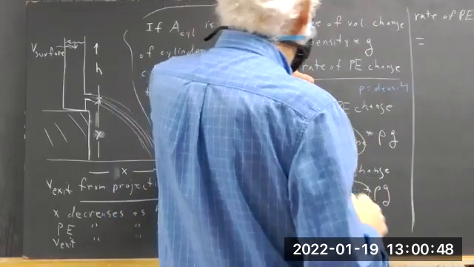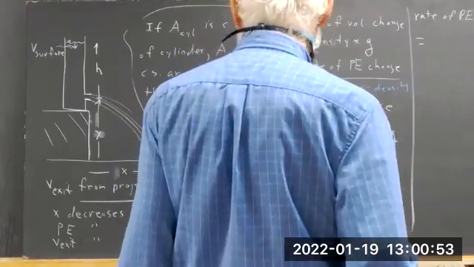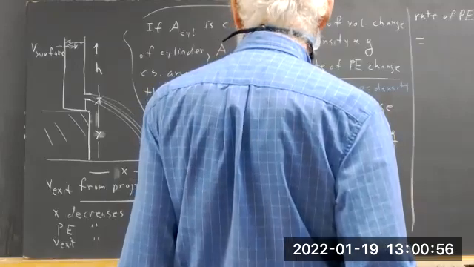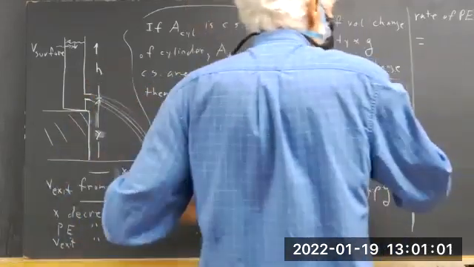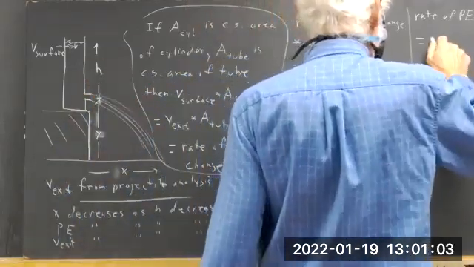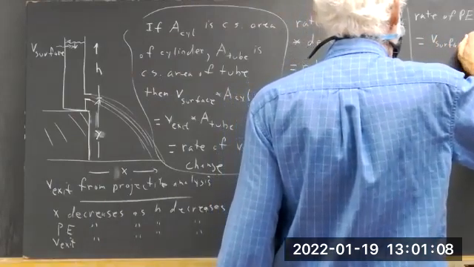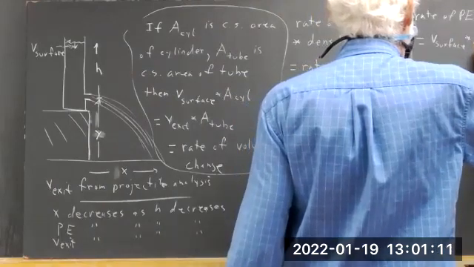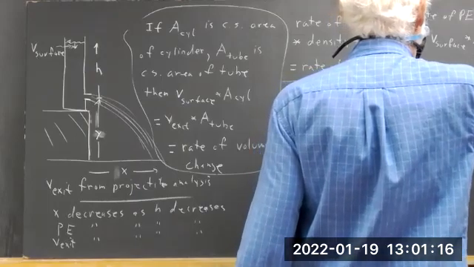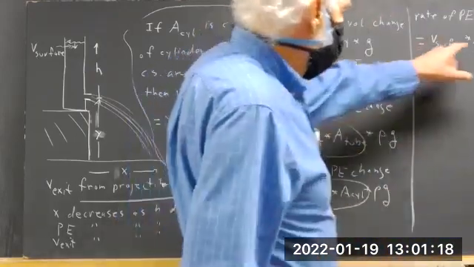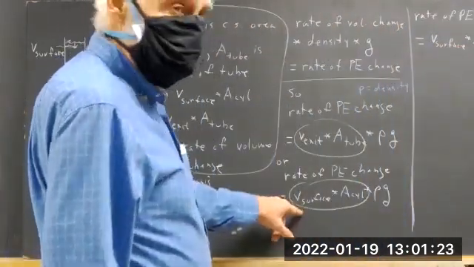Well, I've already written it. This is kind of what I wrote. Let's see. Rate of potential energy change is velocity of surface times the area of the cylinder times kg. And that's what I just wrote down here.